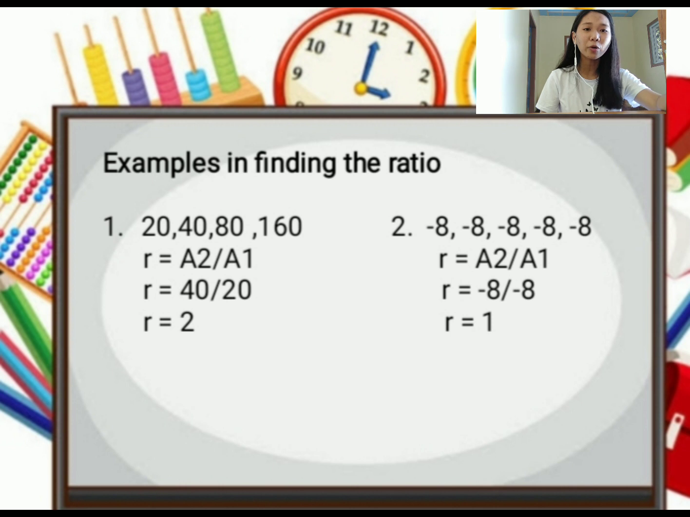In our example number 2, we have negative 8, negative 8, negative 8, negative 8, and negative 8. Just like I said before, we divide the second term by the first term, which is negative 8 divided by negative 8, and the answer is 1. If you multiply the first term, negative 8, by 1, the answer is negative 8, and so on. That is how to solve the common ratio in a geometric sequence.